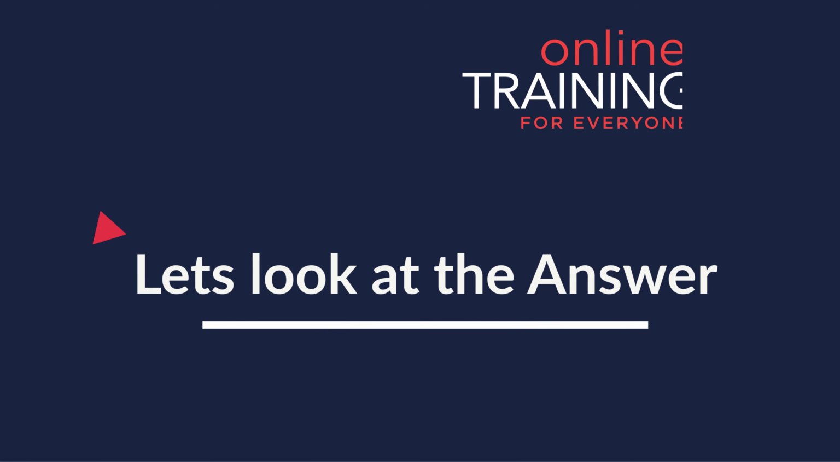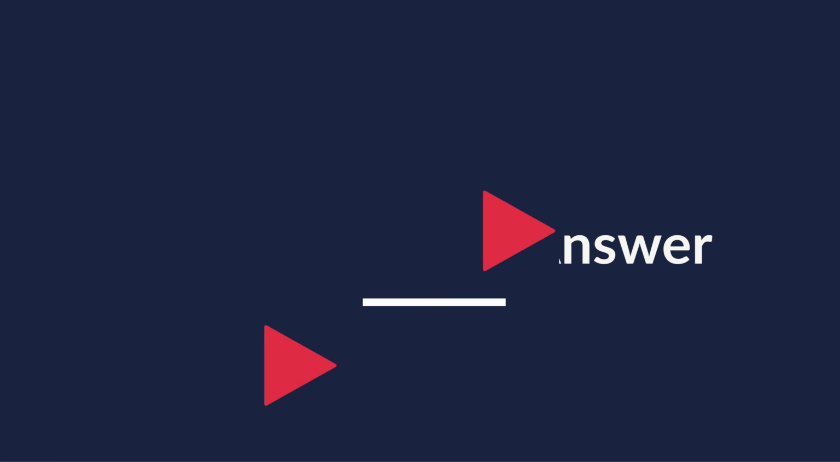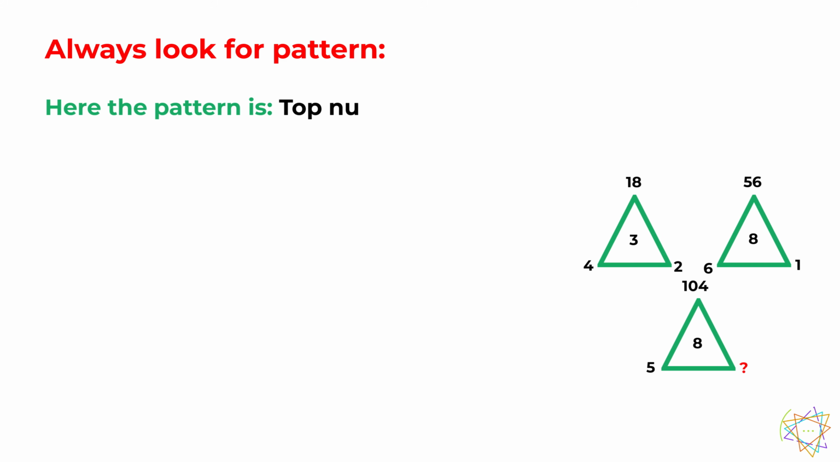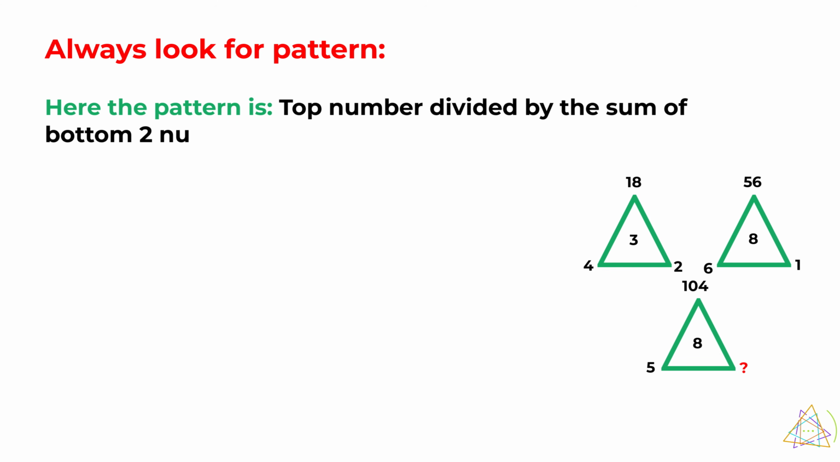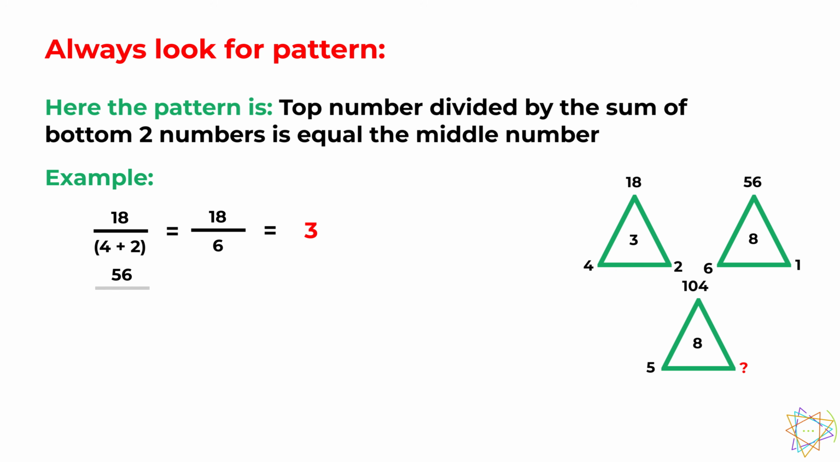As usual, my advice to you, always look for patterns. And in this particular problem, the pattern is that the top number divided by the sum of the bottom 2 numbers is equal to the middle number. Let's look at the example. 18 divided by (4 plus 2) would be an equivalent of 18 divided by 6 and would result in 3. 56 divided by the sum of 6 and 1 would be an equivalent of 56 divided by 7 and would equal 8.